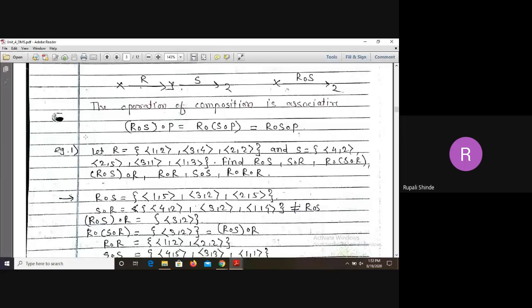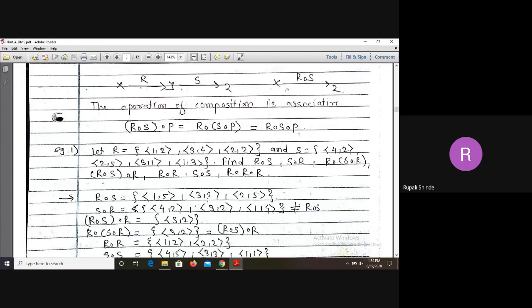Now we have to find the value for R composition S composition R. Now R composition S we have already found. Now we have to take its composition with R. So first we have to consider the first ordered pair in R composition S, and that ordered pair is 1, 5. Now we have to check in relation R whose first element is 5. No, there is no such ordered pair in relation R whose first element is 5. That's why we are going to skip this ordered pair.